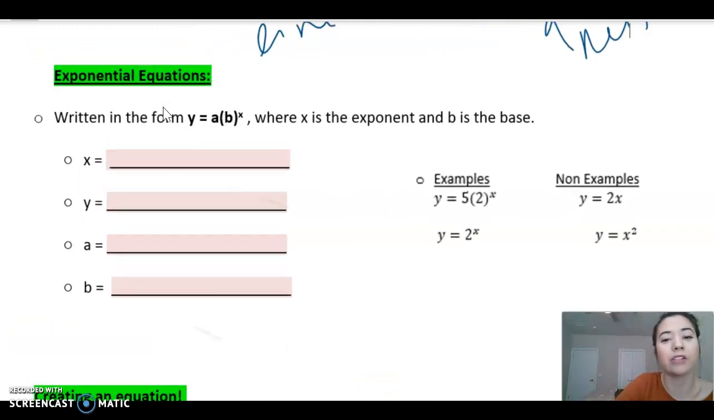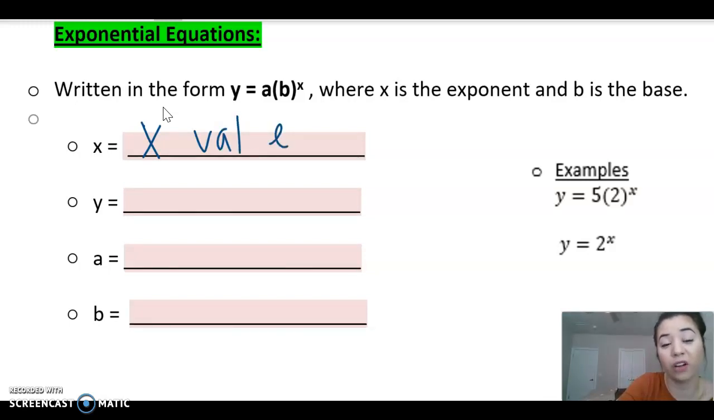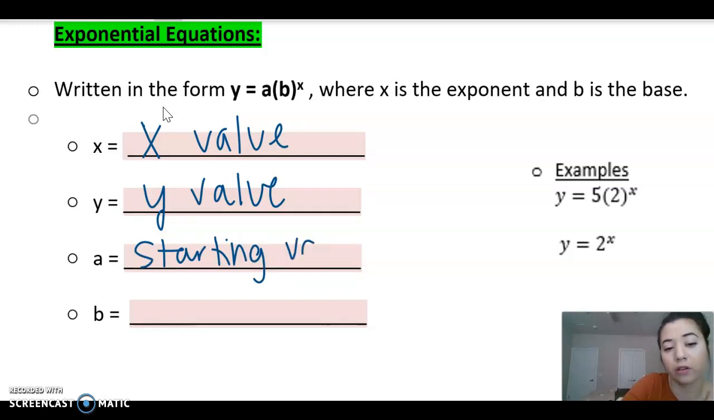So let's go ahead and talk about what each of these variables mean. Well, x just represents some x value. Similar to our linear equation, y equals mx plus b. Remember, x was just an x value from our x coordinate. Same thing goes for y. Y just represents some sort of y value. Now, a and b are the new things here. So a is what we say our starting value, our y-intercept for this graph.